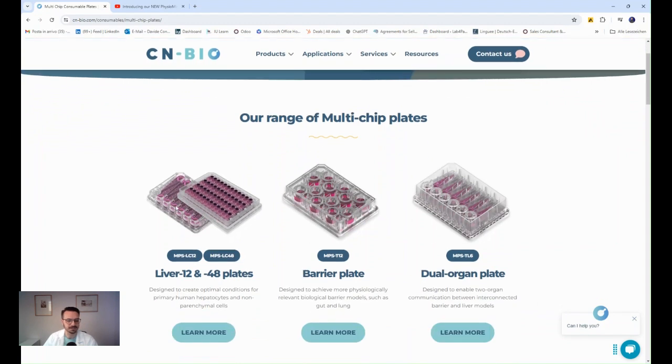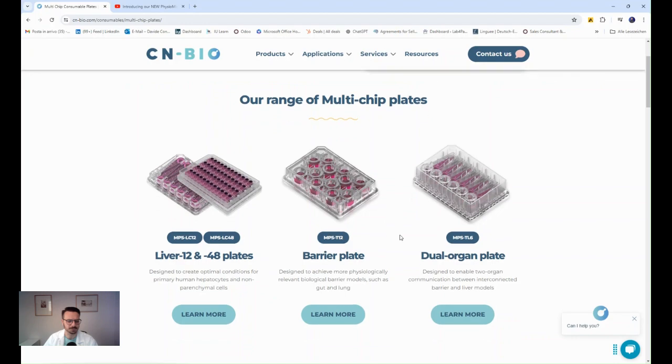On one side, they have a liver plate in 12 well and 48 well systems. Then they have a barrier plate, so with these 2 wells connected one with each other. And then there's the possibility, I guess, also to have an insert, or is that the insert in the dual organ plate, where the two different organs are a bit more connected.